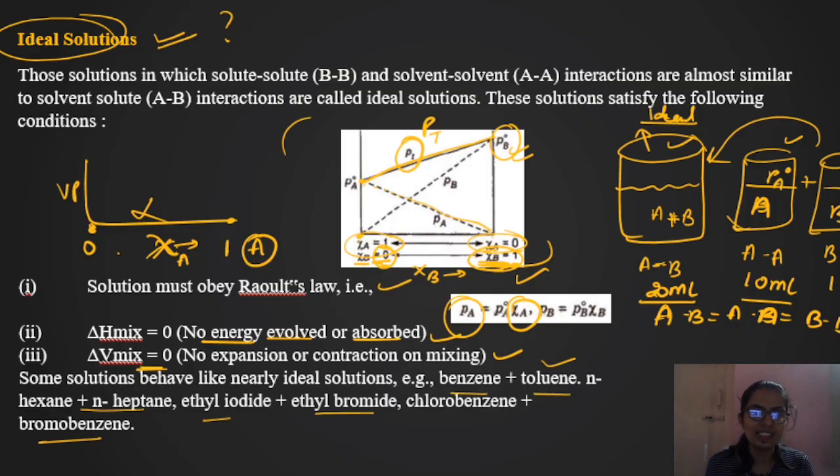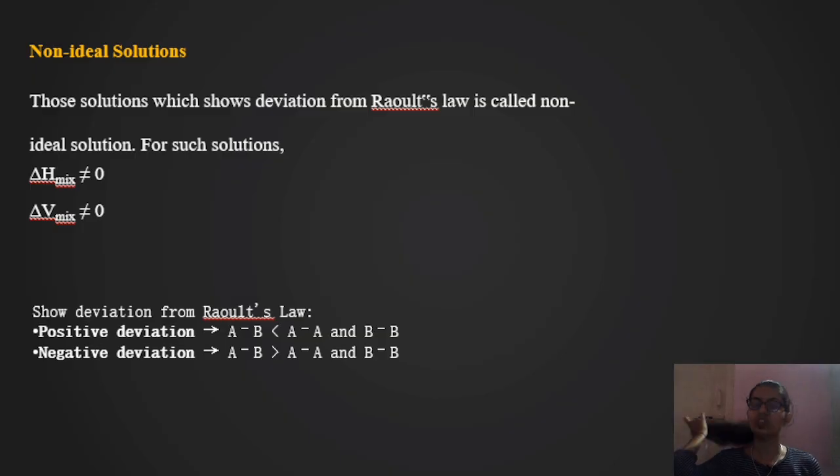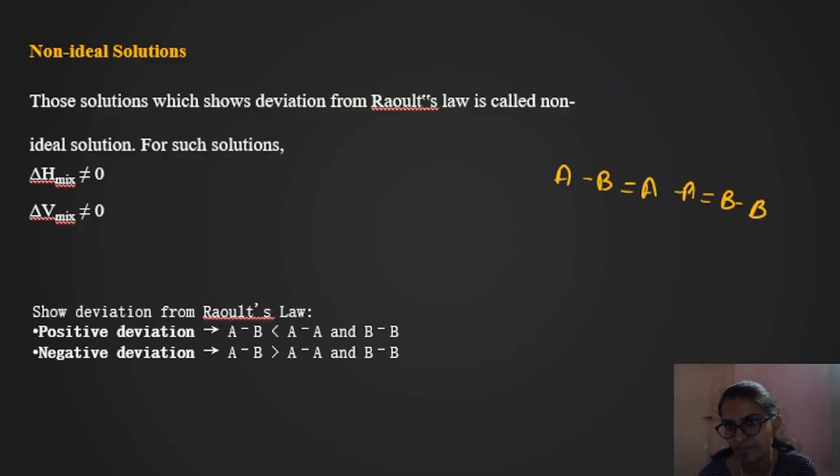Okay. Now let us see non-ideal solution. So what is a non-ideal solution? Non-ideal is the reverse case of an ideal solution. As I said, in ideal we saw AB interaction is equal to AA and BB, right? But here it is not. They won't be equal. If they are not equal, it means they will be either higher or lower. So in non-ideal you will have two cases: positively deviated and negatively deviated.